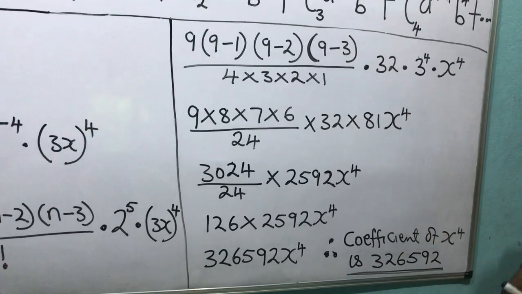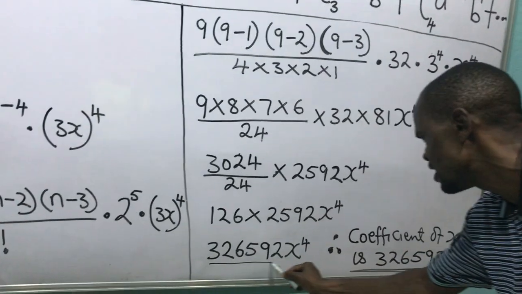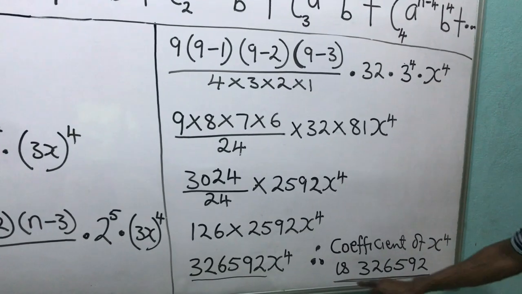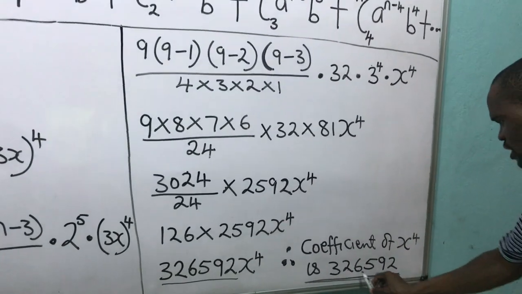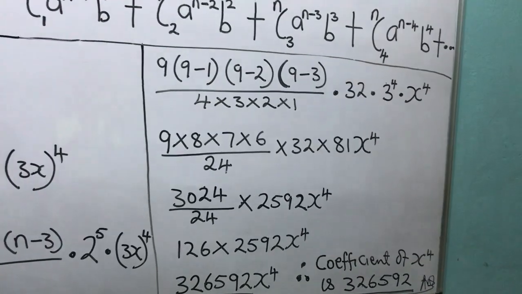I will now say, what is the coefficient? The coefficient of x raised to the power 4 here is this. Therefore, the coefficient of x raised to the power 4 is 326592. And that's the answer to the question they asked.